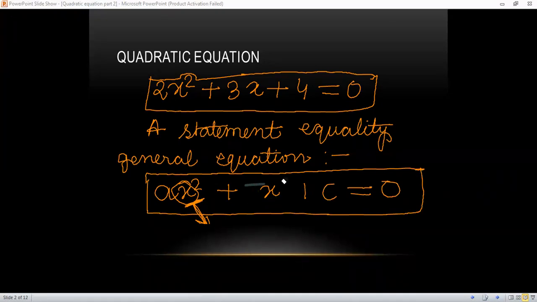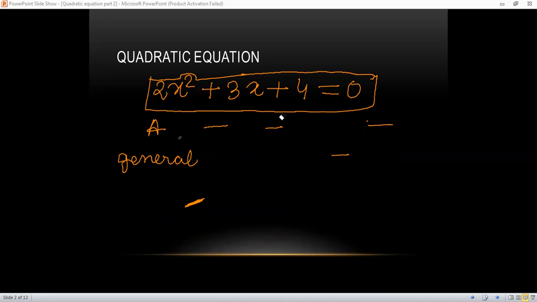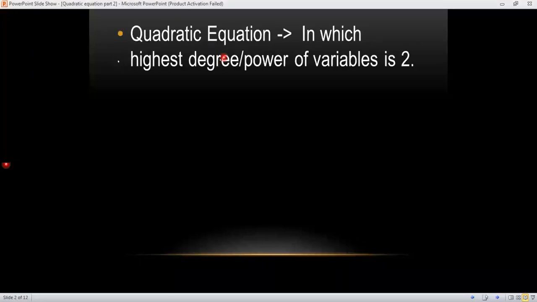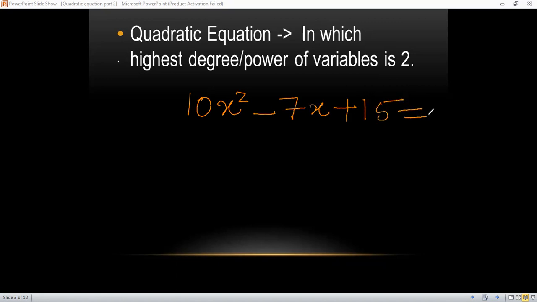Now, next we are going to discuss for which equation we say that the equation is a quadratic equation. A quadratic equation is one in which the highest degree power of the variable is 2. Whenever an equation has degree 2, that equation is a quadratic equation. If I write an equation 10x square minus 7x plus 15 is equal to 0, you can see over here the power of x is 2 and the highest degree of this equation is 2. That means this is a quadratic equation.